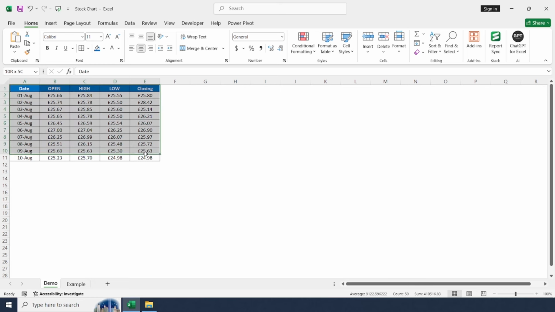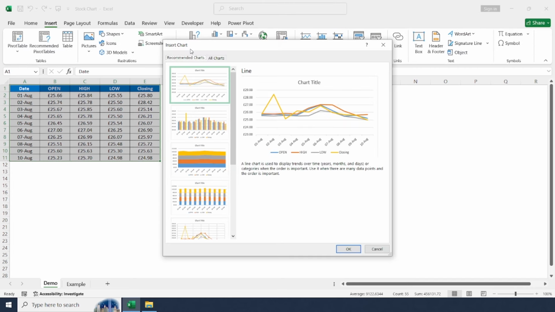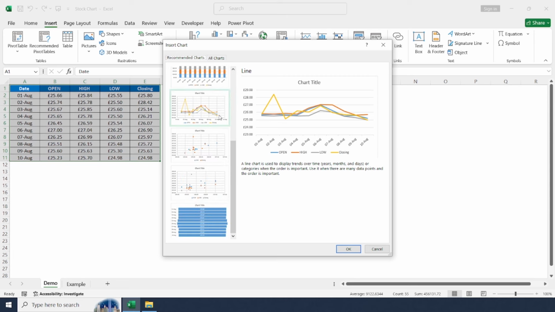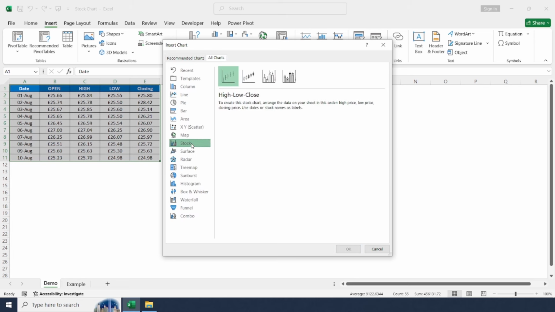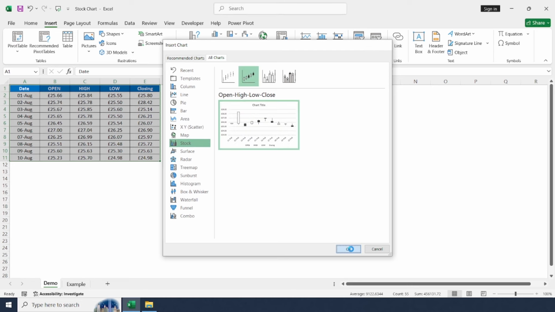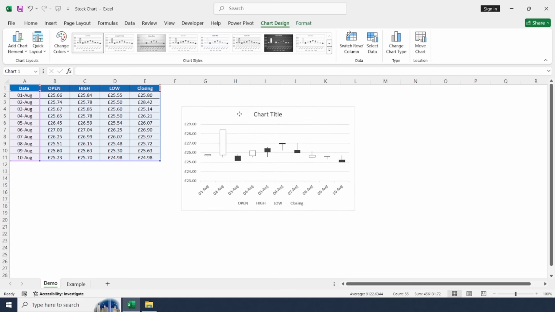The table shows the stock price fluctuations from 1st August to 10th August. Step 1. Select the cell range of data and click Insert, Recommended Charts to open the Insert Chart window. Select All Charts, Stock to choose the specific stock chart type. For this example, we shall pick the second option. Let's format the inserted chart to interpret it in line with the stock chart in Excel definition.